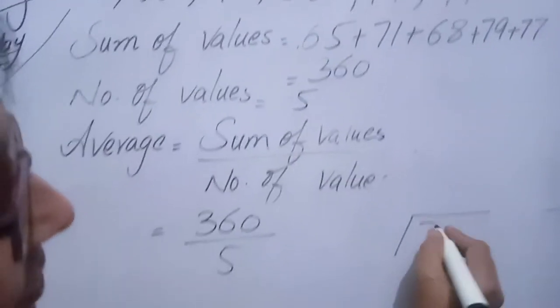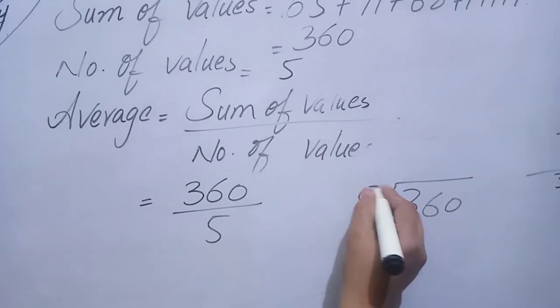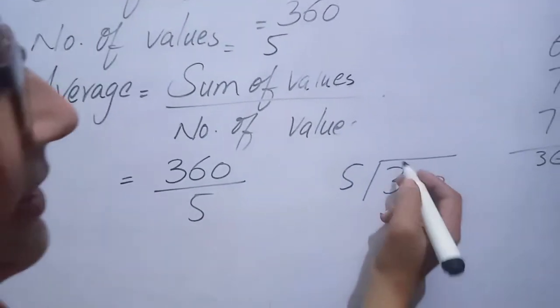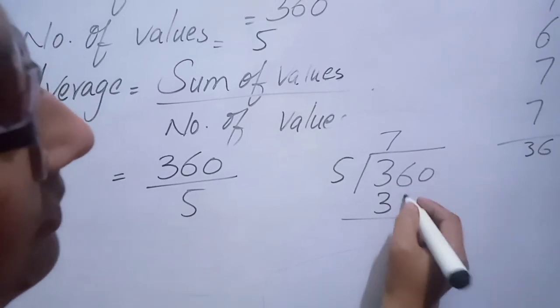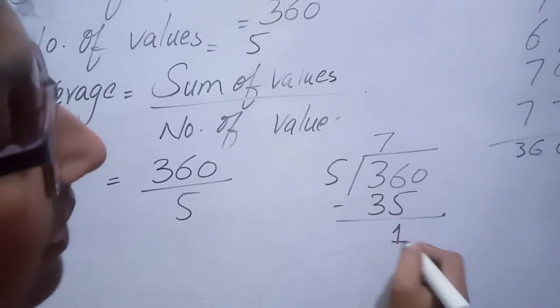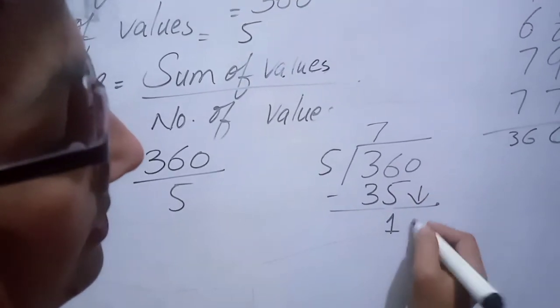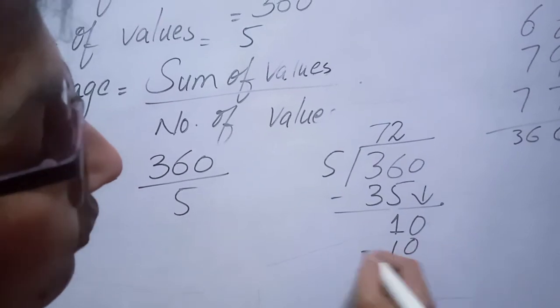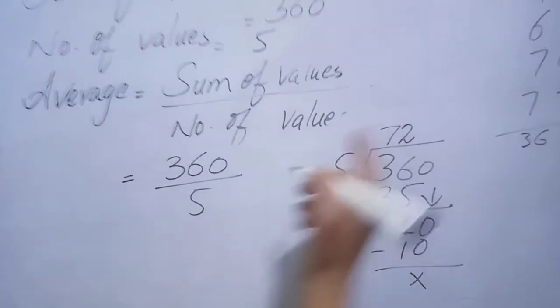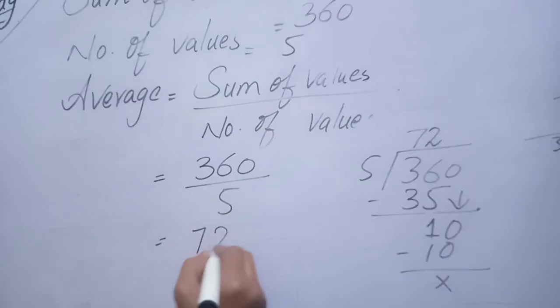When we divide 360 with 5, now read out the table of 5 up to 36. 5 7s are 35. When we subtract, then it gives the answer 1. I will take here the 0, it becomes 10. Now 5 2s are 10. Now subtract, it gives no remainder here. So the answer is 72.